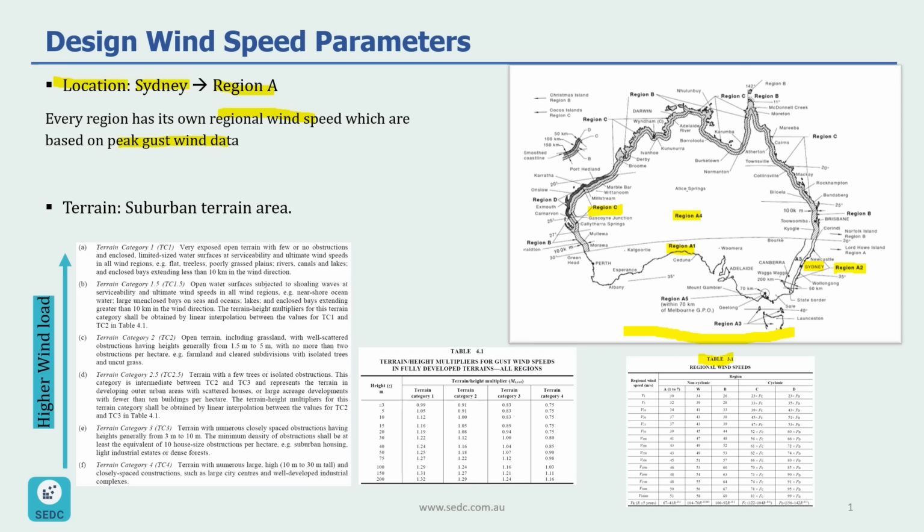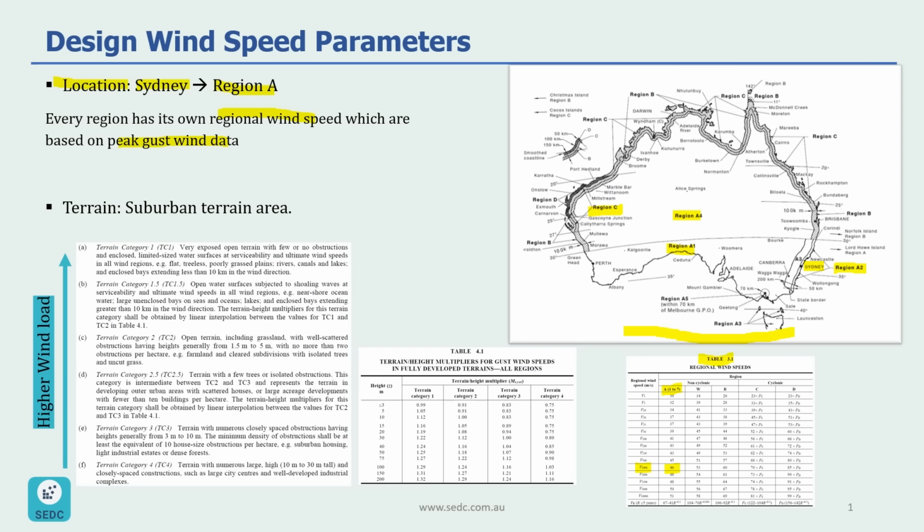To calculate this return period, we need to do some calculations, which I'm going to explain in more detail in the next few slides. But let's assume our return period is 1000 years, and we know our region is A, so our regional wind speed would be 46 meters per second.